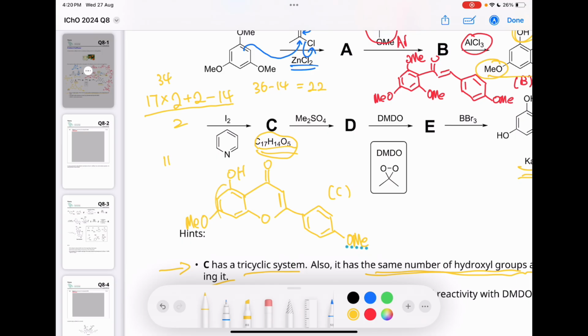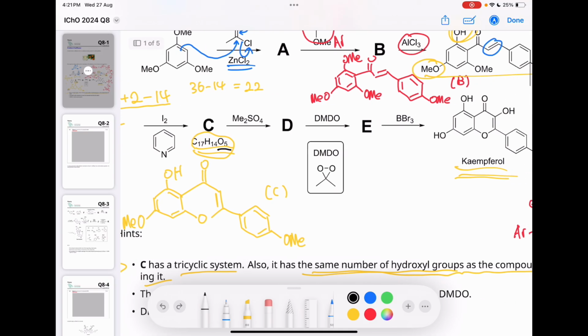Let me change color. So we have 1, 2, 3 rings. So you should have 8 double bonds. So 1, 2, 3, 4, 5, 6, 7, 8. And that shows that our structure is correct. You can check the number of oxygens as well. So 1, 2, 3, 4, 5. So that gives us a confirmation that we have gotten the correct identity of C.